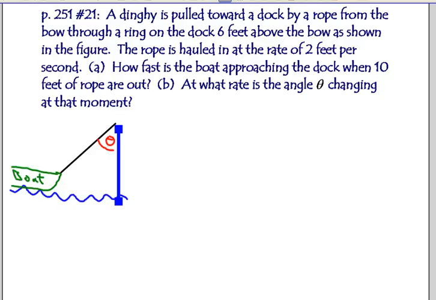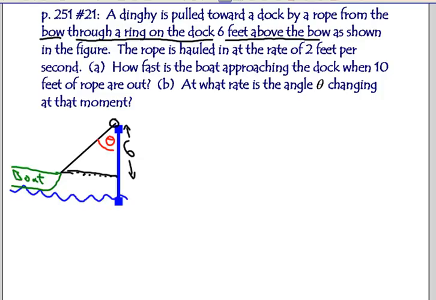We've got this rope, and we note in the problem, if I draw kind of a triangle here, the rope is through the bow, and it goes through a ring on the dock, and the ring is 6 feet above the bow. So what they're talking about is this vertical distance going up and down. The ring is 6 feet above the bow. So as you pull the boat in, the distance between the ring up here and the bow will always be 6 feet.